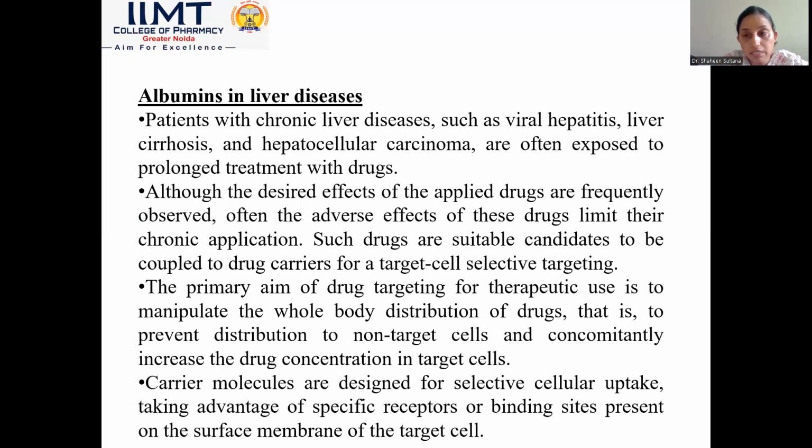So our aim for targeting liver diseases is that the targeting can be achieved only to the liver cells, and unwanted side effects can be reduced by removing the drug from unwanted areas. So this can be achieved by using albumins. Albumins can be used as a cell-selective delivery system. Now, the drug targeting will manipulate the whole distribution in the body and therefore prevent the distribution to the non-targeted cells, or concomitantly, it will increase the drug concentration in the target cells. Now, the carrier molecules are designed for selective cellular uptake and therefore take advantage of a specific receptor binding site that is present on the cell surface of a target cell.